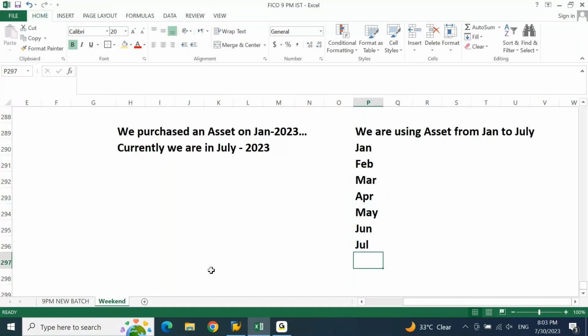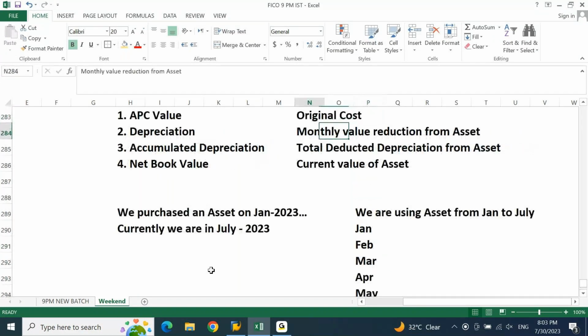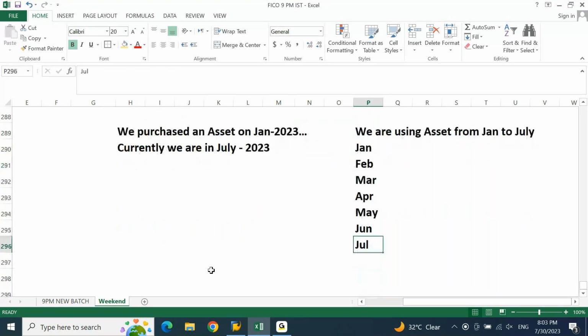Clear? We are using the asset from Jan to July. When we talk about depreciation, we were talking about monthly value reduction from the asset. Let's say on this asset, the monthly depreciation is 100. I will put 100 everywhere. Is this clear? Yes, sir. So if I'm talking about depreciation, I am talking about one particular month.